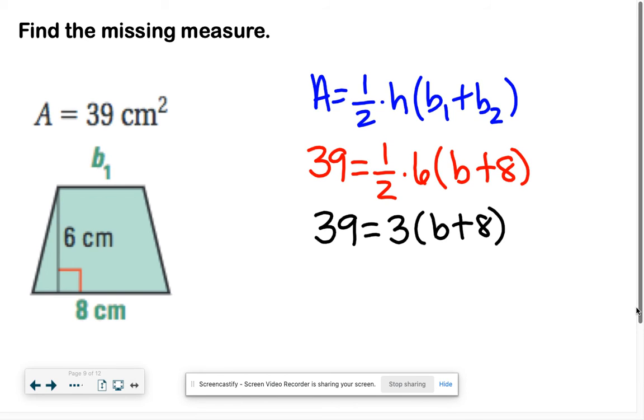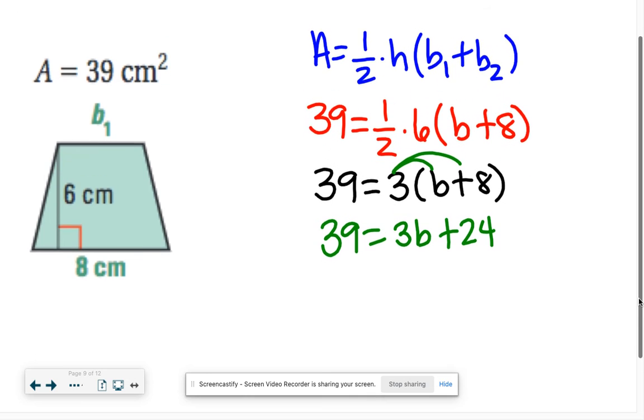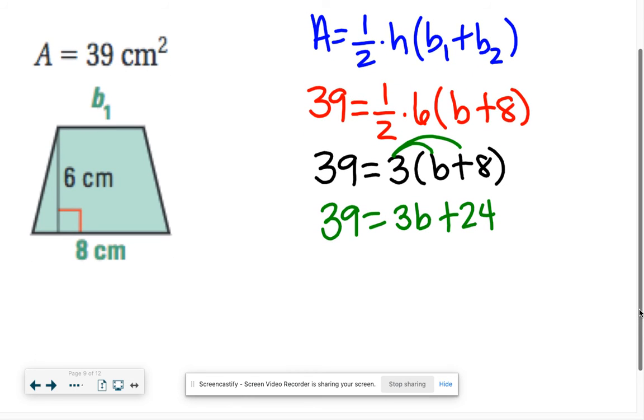So now what do you guys want to do? I would distribute them. Do you guys remember distributing with the little arched rainbow things? Yep, 3 times b is 3b. 3 times 8 is 24. Subtract 24, that's exactly right.